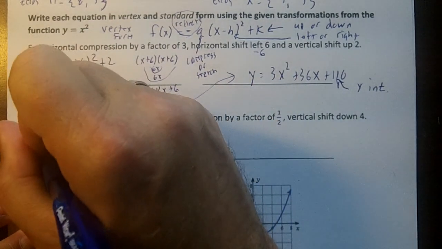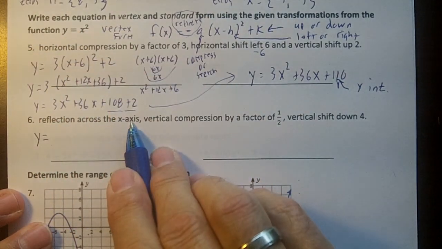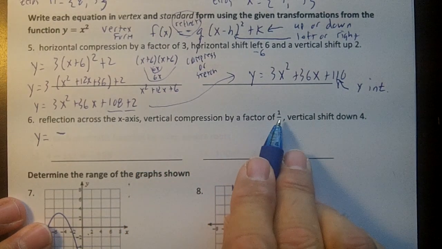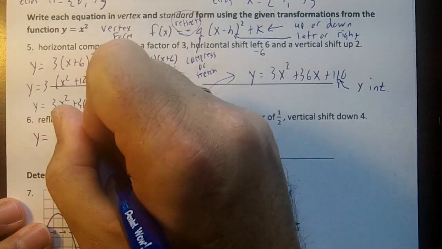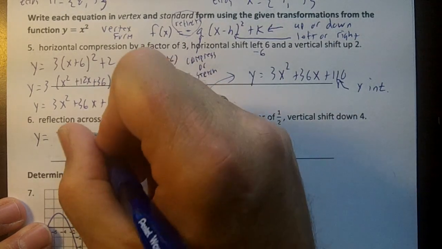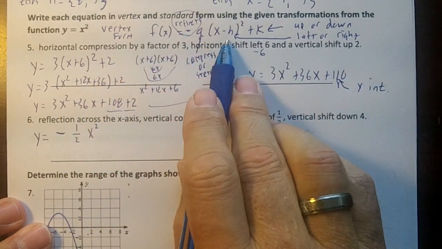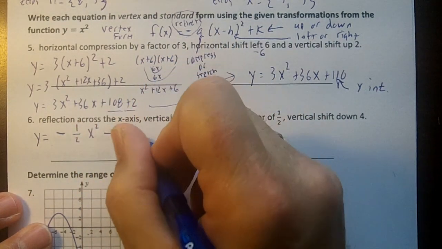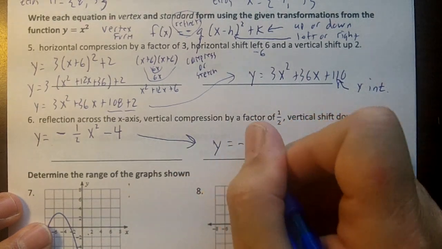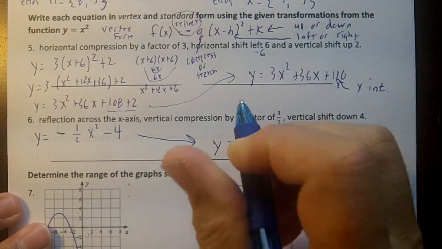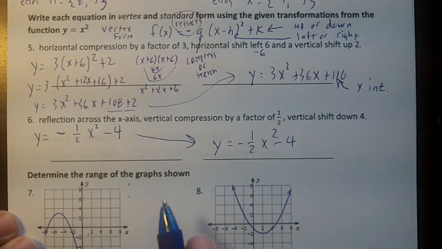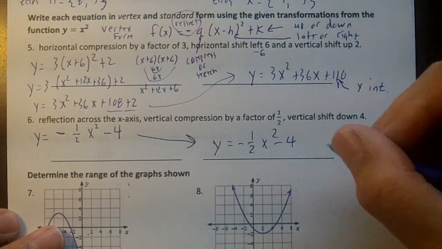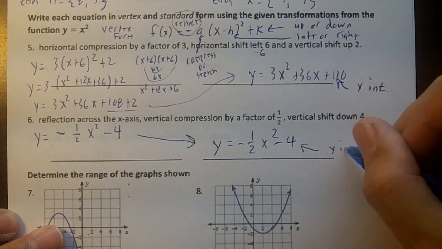Okay, on the next one, write down y equals the reflection across the x-axis makes my a term negative. A vertical compression by a factor of 1/2, that means it's going to get wider or flatter. And a vertical shift down 4, that means I'm not going to need the parentheses. If I don't go left or right, I don't need the parentheses, but I'm going to go down 4. And this right here is also standard. So y equals negative 1/2 x squared minus 4. Okay, so this is my vertex form and my standard form because I did not move it left or right. And remember, this negative 4 is also going to be our y-intercept, isn't it?